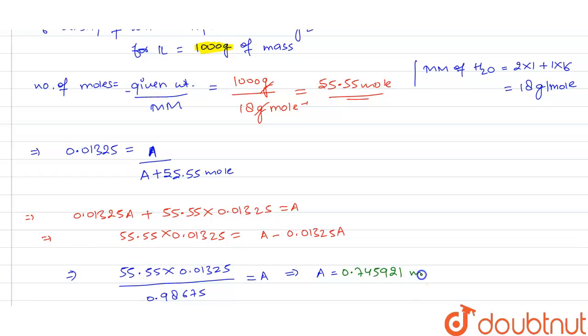So the moles of N2 will be 0.745921 moles. And we know that 1 mole is equal to 10 to the power 3 millimoles. So from here we will get the number of millimoles of N2 gas as 745.921 millimoles. So this will be the answer. The number of millimoles of N2 will be 745.921 millimoles. I hope you got my point.